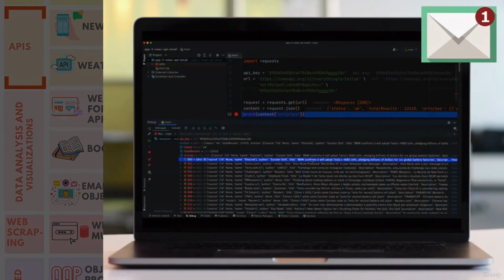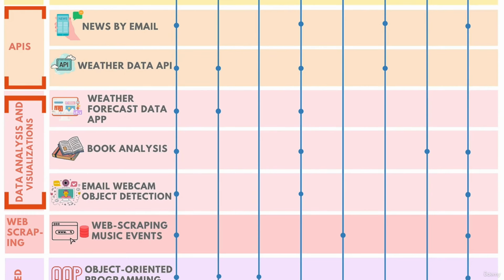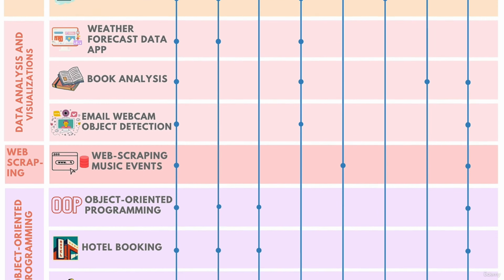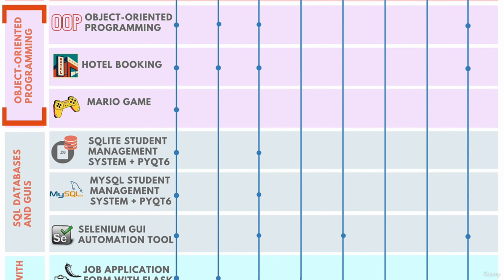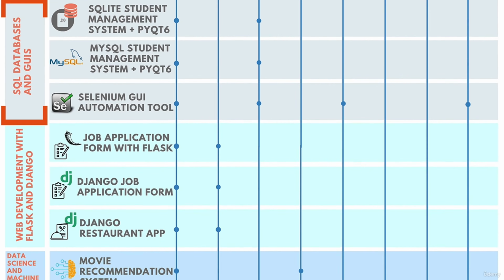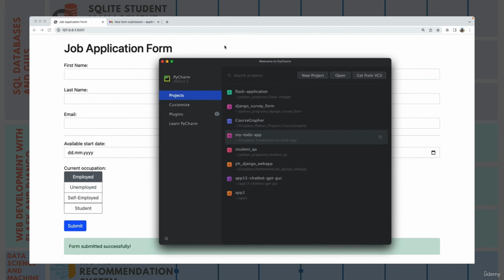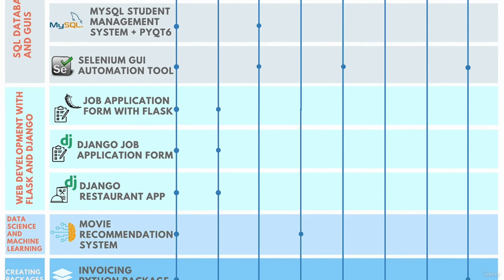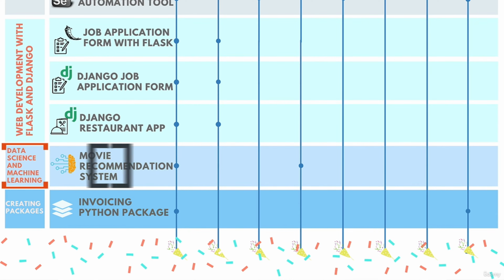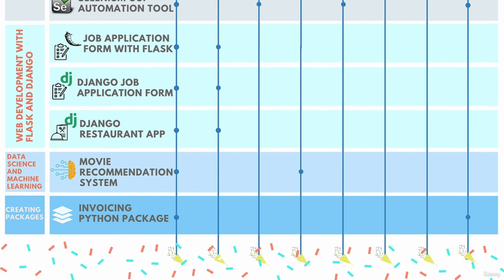So by app 4, you will have solid Python skills, and then you can specialize in more advanced concepts such as using APIs and building APIs, data analysis and visualization, web scraping. So we're still in app 10. You will learn object-oriented programming, also known as OOP. Then you'll dive into SQL databases and graphical user interfaces. You will learn web development with Python using Flask and Django, building some fully featured websites with forms and admin interfaces, data science and machine learning as well, building a movie recommendation system, and also creating Python packages so that you can publish your code as a package and others can install and use your packages.